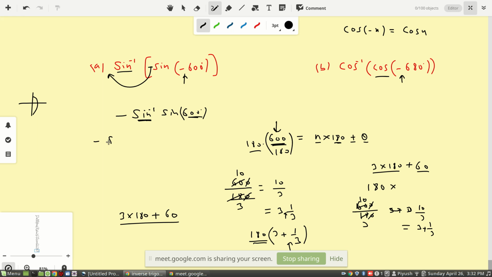And then after that, minus sine inverse of sine. So this 600 we can write as 3 into 180 plus 60. So this is n pi plus theta. With n pi plus theta, the trig function doesn't change, but n pi is 3 times pi, so this is actually 3 pi plus theta. 3 pi means a total of 2 pi, and then one more pi here. 3 pi plus theta is in the third quadrant, so that's why the answer will be negative.